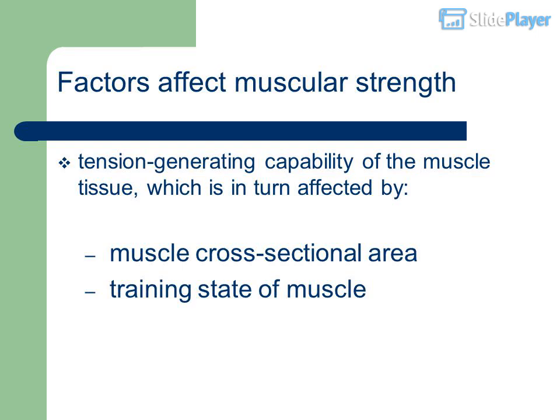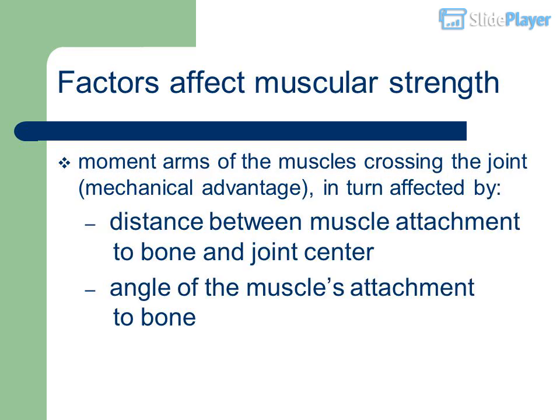Factors affecting muscular strength. Tension generating capability of the muscle tissue, which is in turn affected by muscle cross-sectional area. Training state of the muscle. Moment arms of the muscles crossing the joint, or mechanical advantage, in turn affected by the distance between muscle attachment to bone and joint center, and the angle of the muscle's attachment to bone.